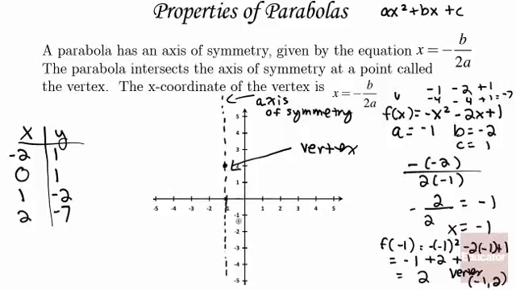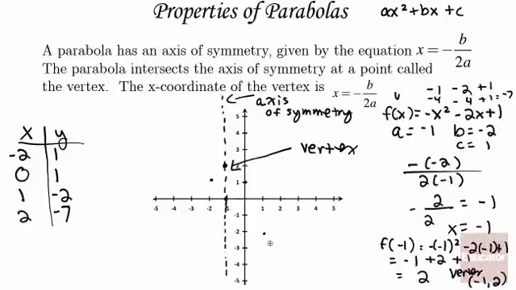So go ahead and plot out the rest of these points. When x is negative 2, y is 1. When x is 0, y is 1. When x is 1, y is negative 2. And then this one's way down here, so we'll leave that off.